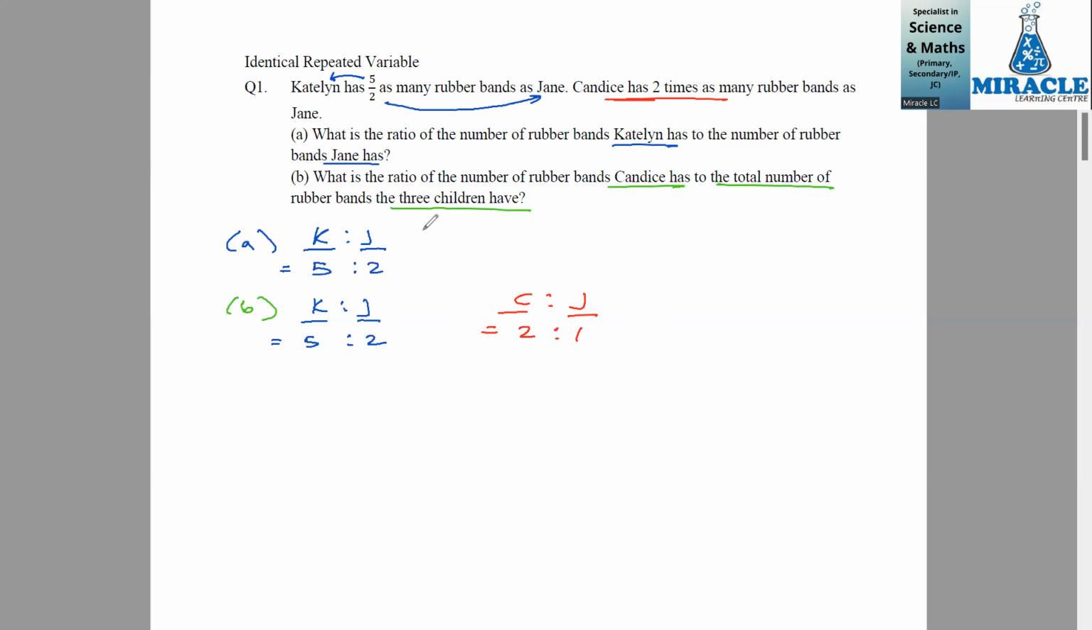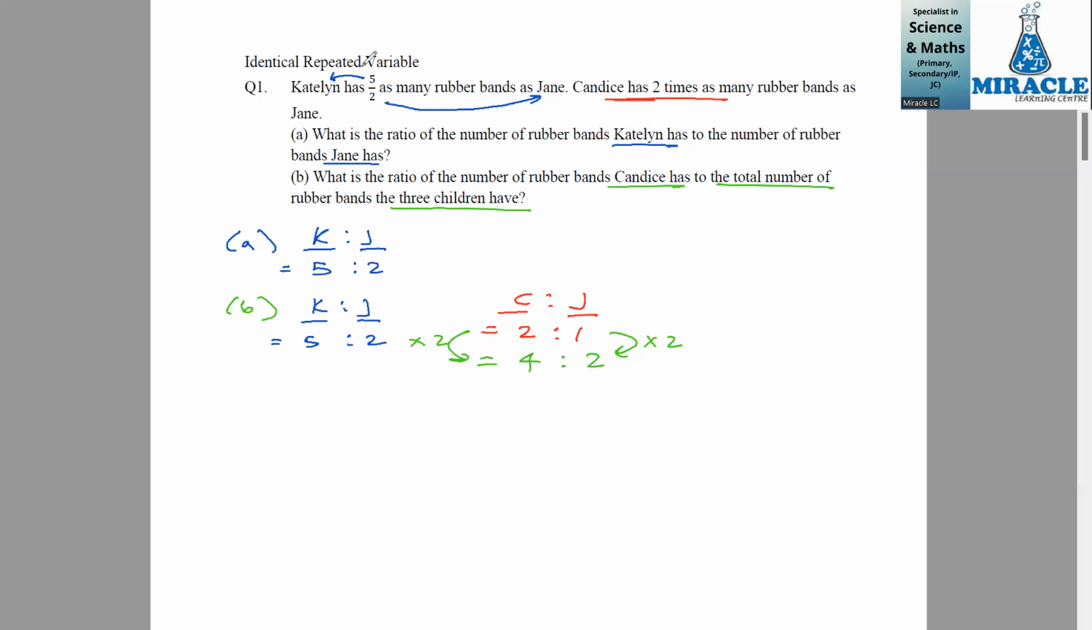And we realize that we have an identical repeated variable, which is Jane. So we have to make the number of units for Jane the same. And between 1 and 2, the lowest common multiple is 2. So we make J into 2, and we do this by multiplying 1 by 2. So we do the same for Candice, and we will get 4.